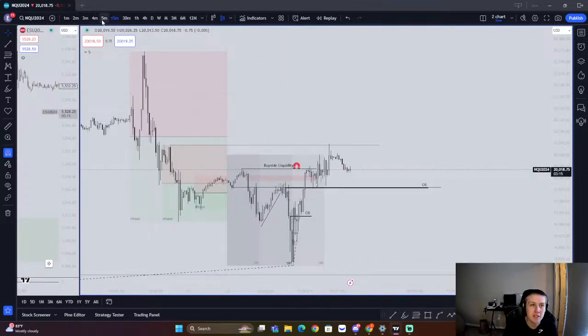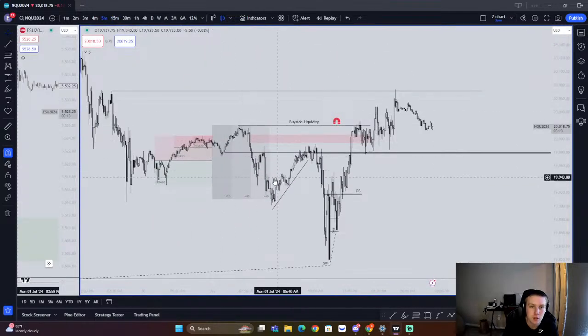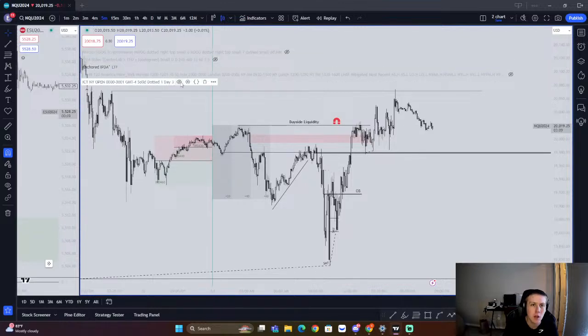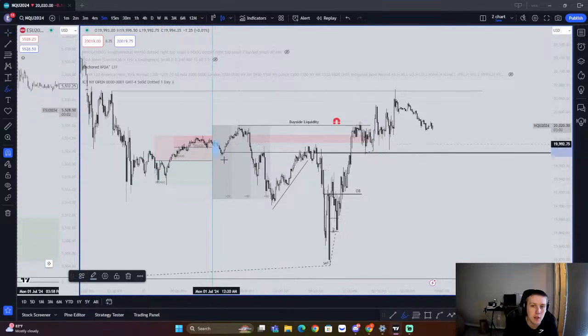just what type of day is this? Where's midnight? Let's pull up midnight. That was another confluence. We had New York midnight opening price right there. So we engineer lower.